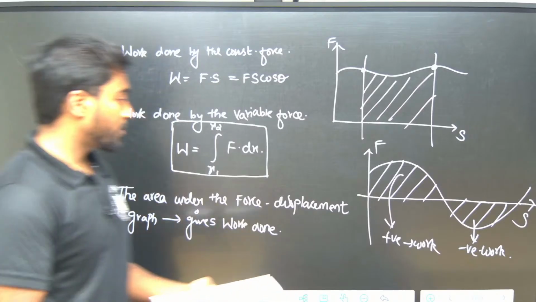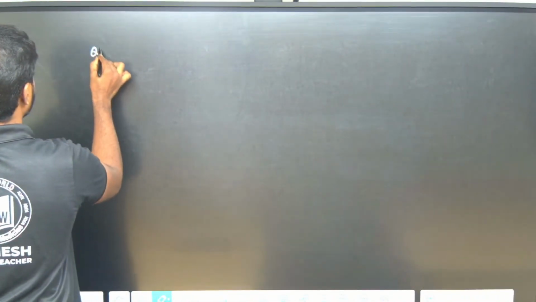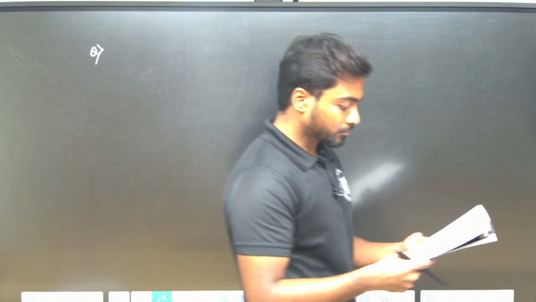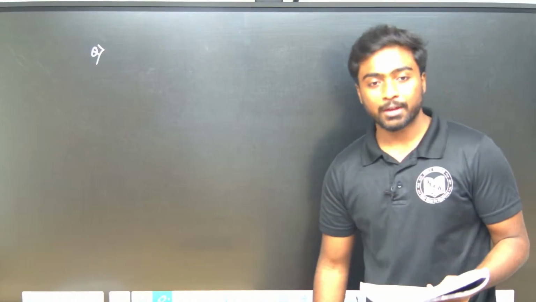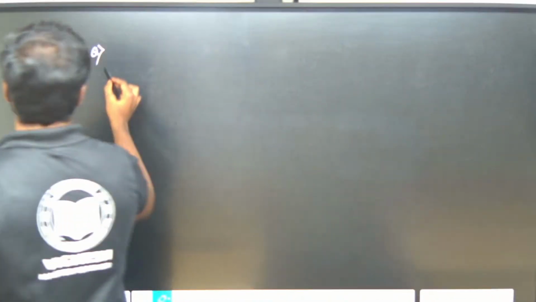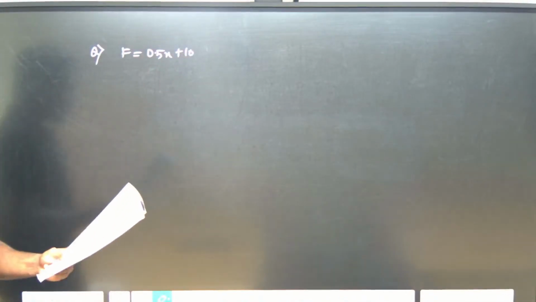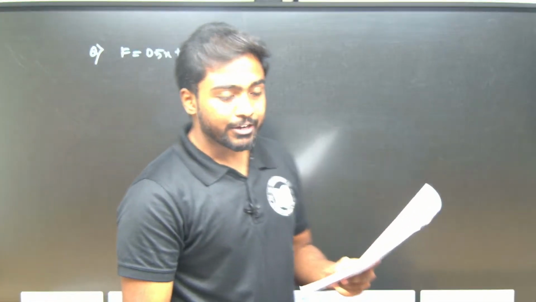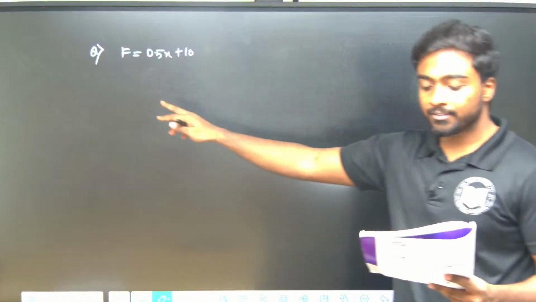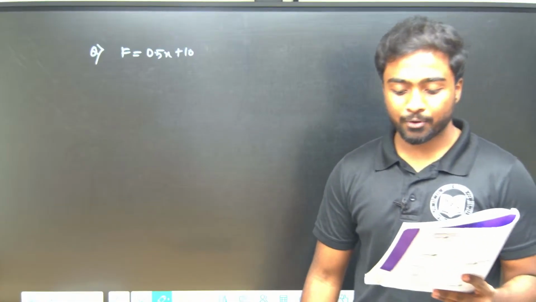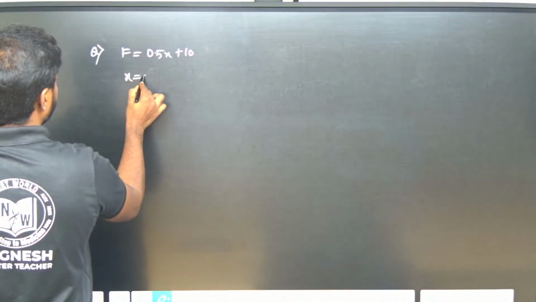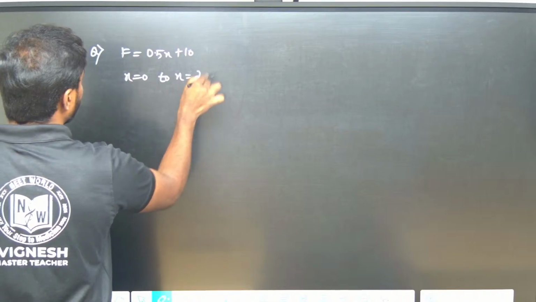Okay. Now we will see the question. So the question is, a force F equals 0.5x plus 10 acts on a particle. Here F is in Newton and x is in meter. Calculate the work done by the force during the displacement of a particle from x equals 0 to x equals 2.